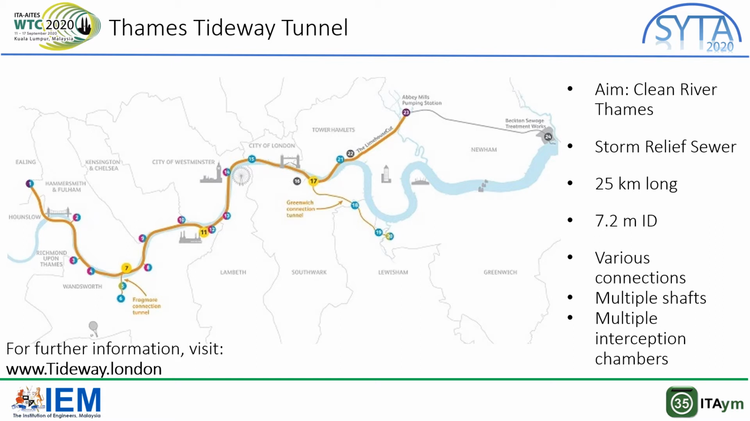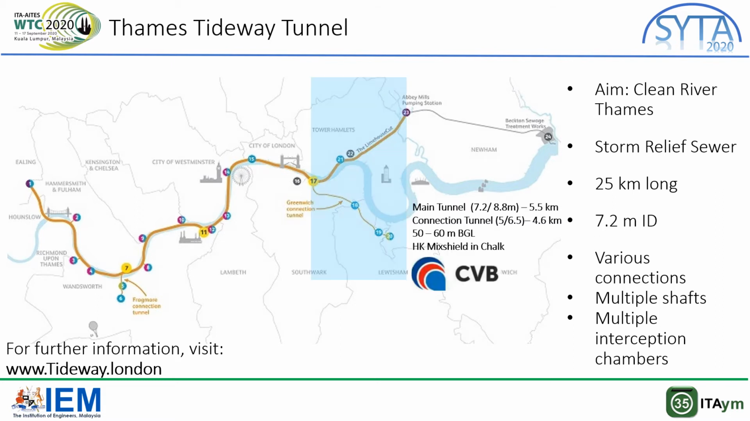But in a nutshell, Tidal Bay is a storm relief sewer from west to east, 25 kilometers in length, 7.2 meters internal diameter. But the project itself has various other connection tunnels, multiple shafts, and multiple interception chambers. I am involved with the eastern section, working for CVB JV. We have two tunnels, the main tunnel and a connection tunnel. Our tunnels are 50 to 65 meters below ground level, constructed using Herrenknecht mixed shields in chalk.